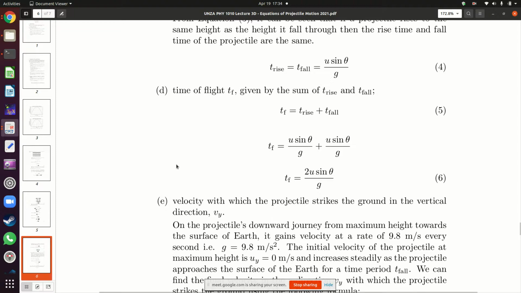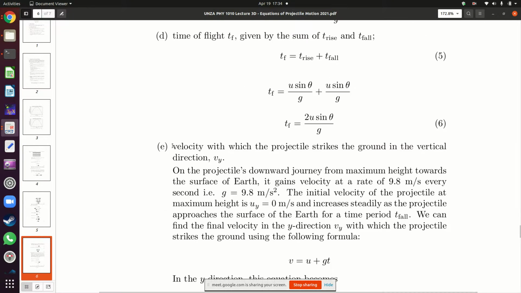Okay. The next thing we're interested in is what is the velocity with which your projectile strikes the ground in the y direction? Now remember, in the y direction, your projectile is coming from maximum height. At maximum height, the velocity is 0 meters per second. However, when your projectile hits the ground, its velocity would not be equal to 0 meters per second because its velocity would have increased.